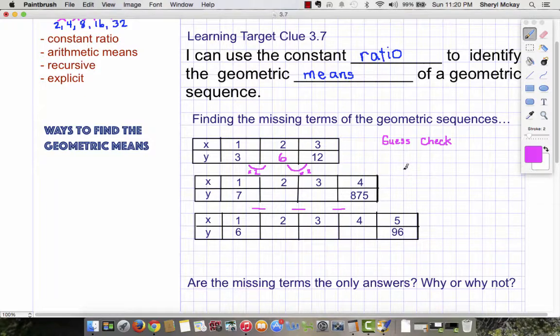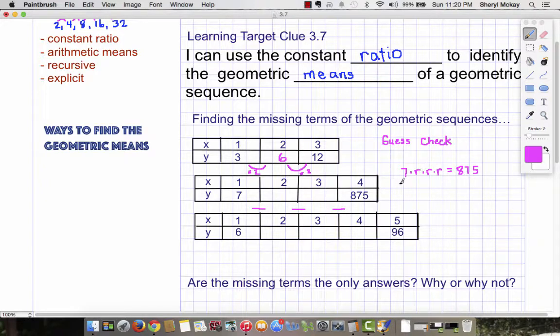So I think I could write it like this. I could say that I'm going to multiply 7, which is my first term, times the constant ratio, times the constant ratio, times the constant ratio. So I multiply it by the constant ratio 3 times, and I'm going to get 875.